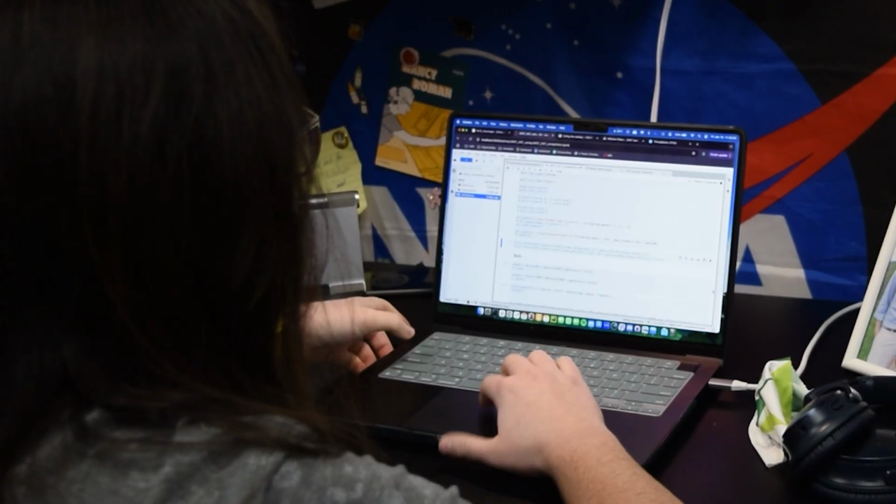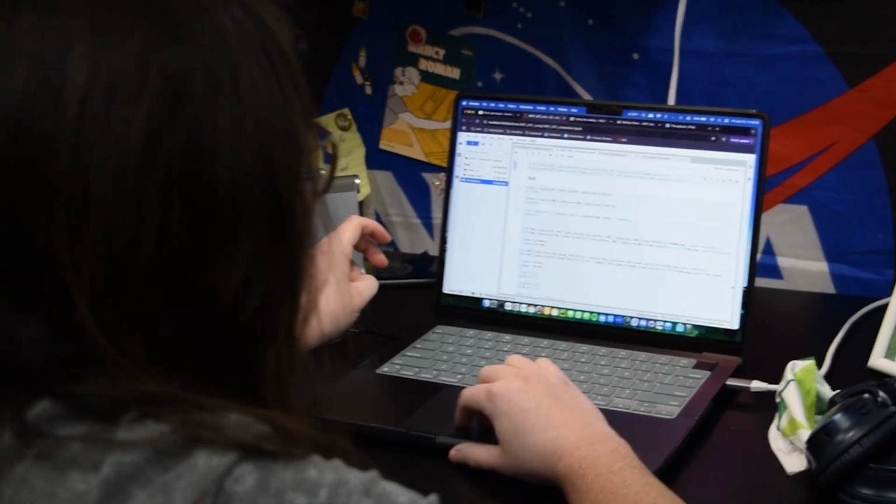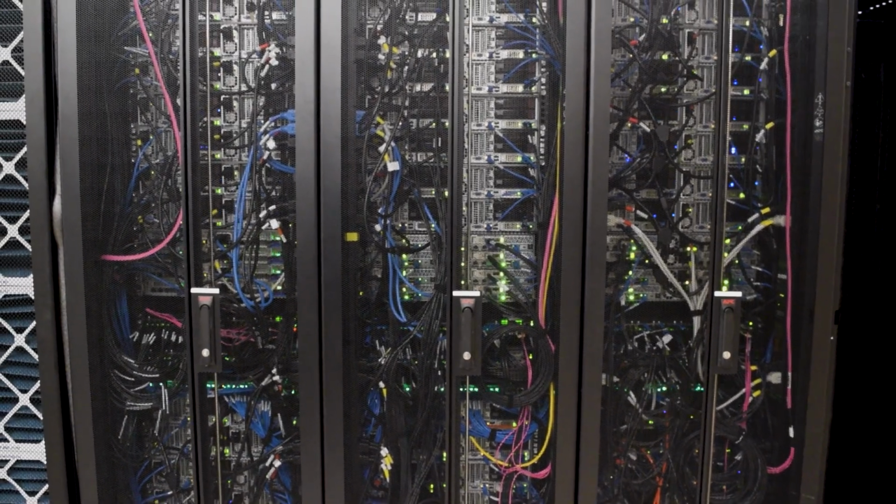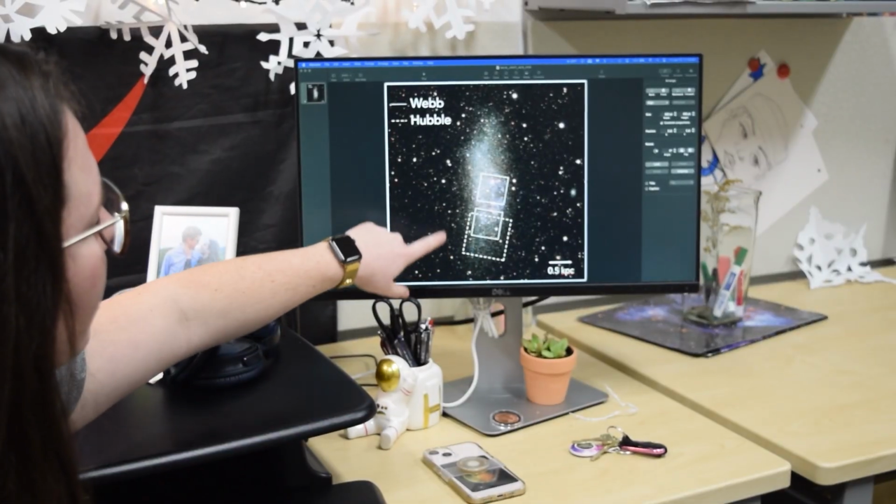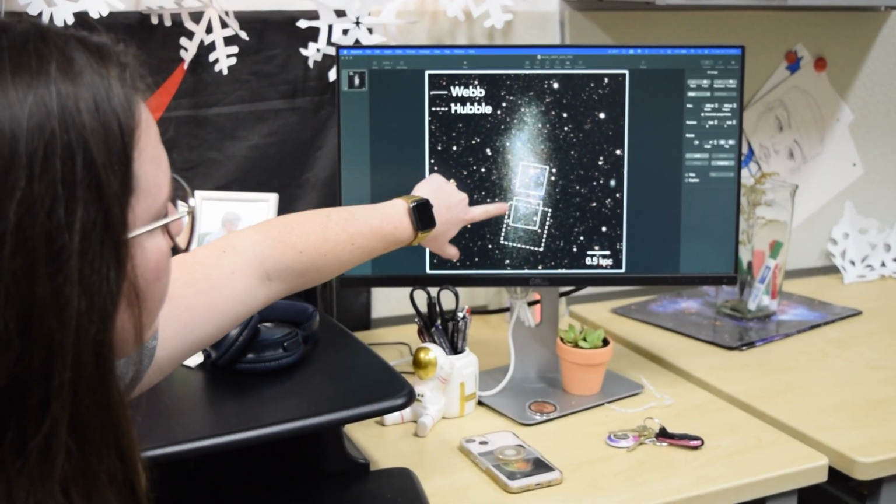I do a lot of coding, computer science, kind of data analytics work, but the data that I use originally comes from the Hubble Space Telescope and the James Webb Space Telescopes.